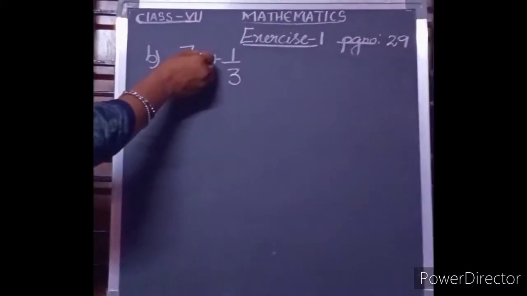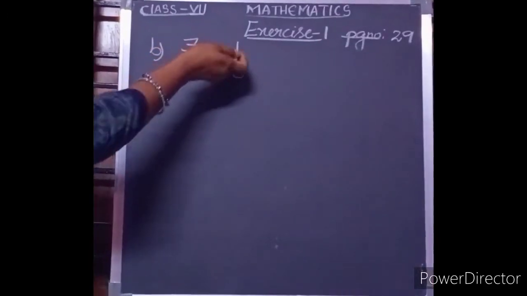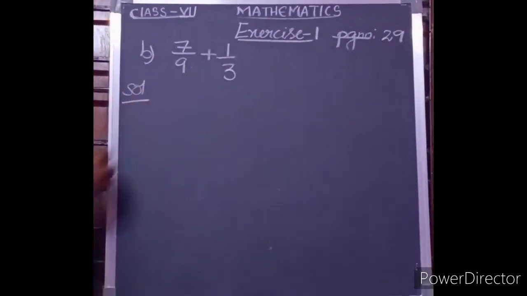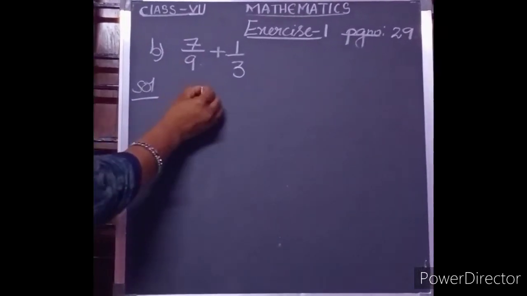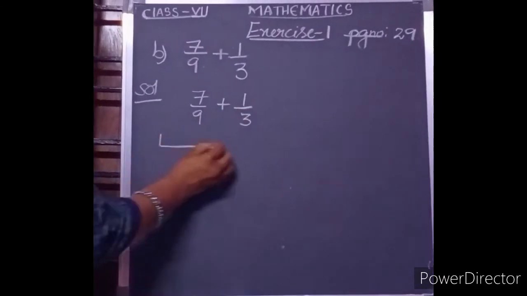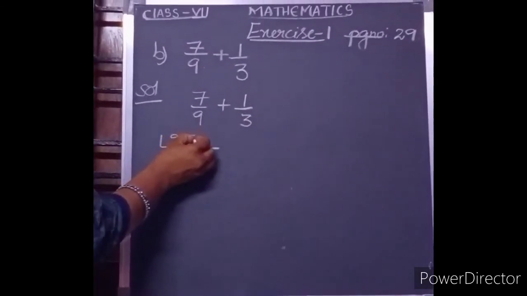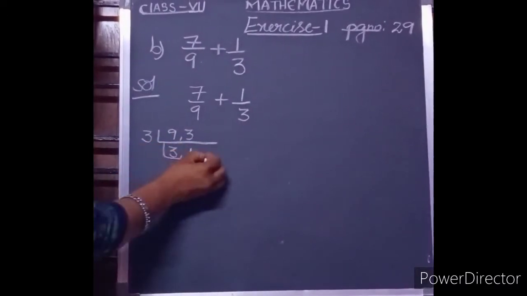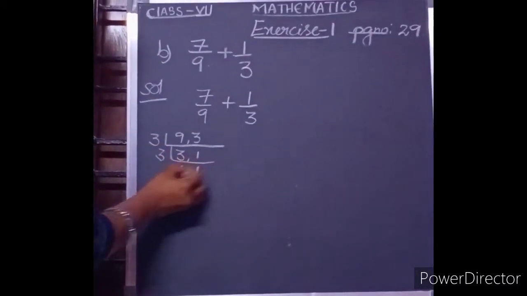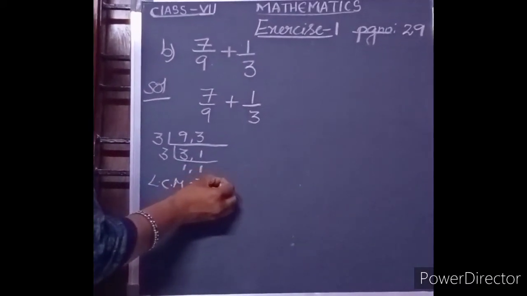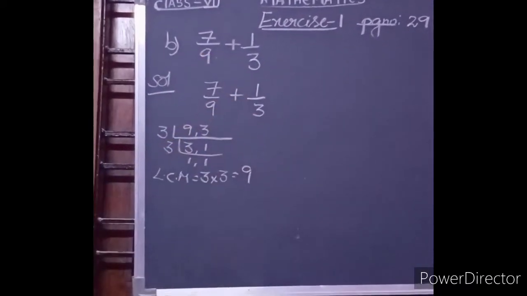Now the second bit. They have given both fractions, 7 by 9 plus 1 by 3. First, 7 by 9 plus 1 by 3. Let us take the LCM. 3 3s, 3 1s, 3 1 comma 1. So the LCM is 3 into 3, that is 9.